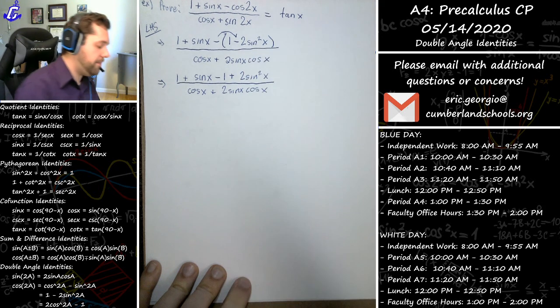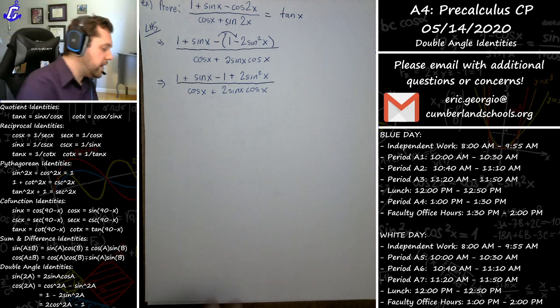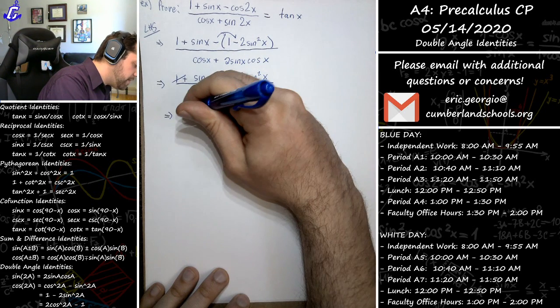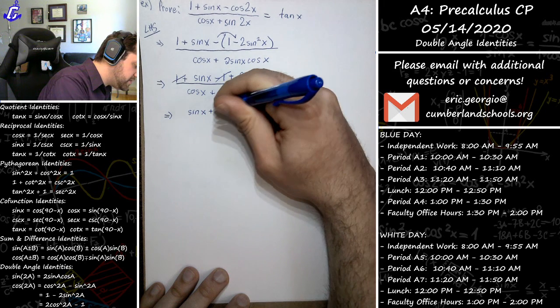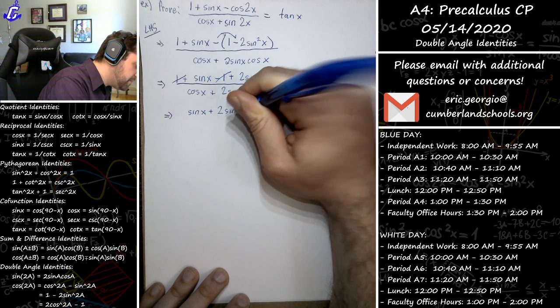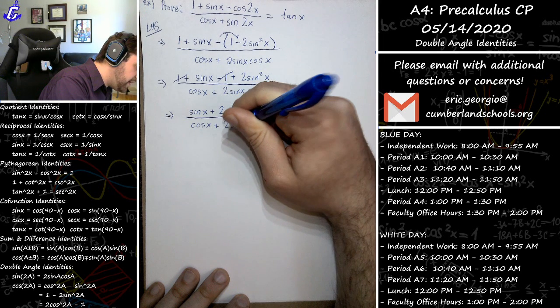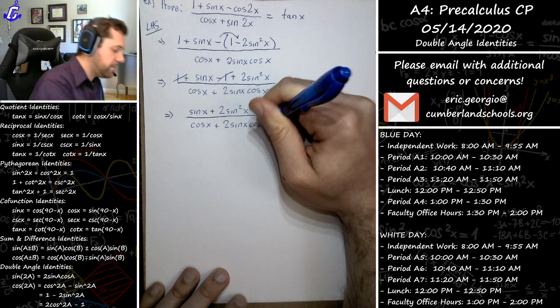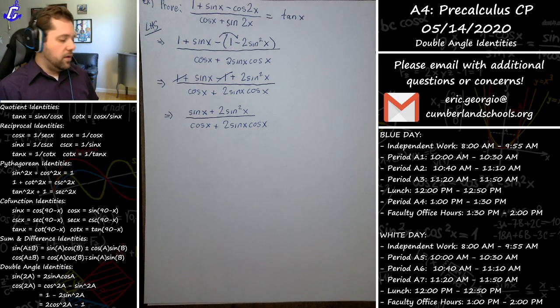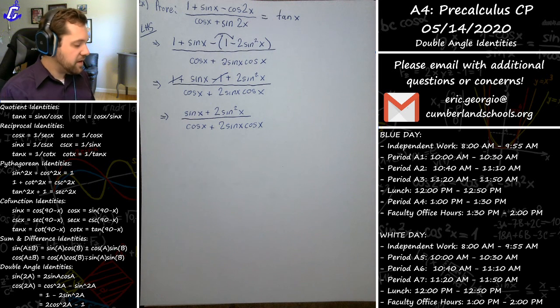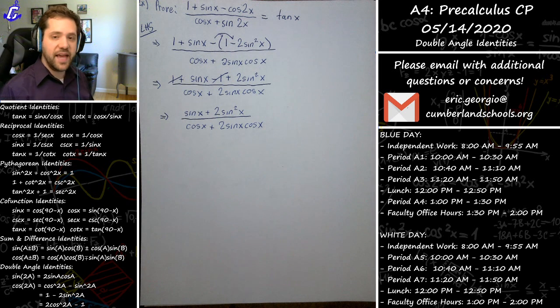Not going to touch that quite yet. Notice in the numerator, the 1 minus 1 would cancel out. That would leave me with sine of x plus 2 sine squared of x all over cosine x plus 2 sine of x cosine of x. Now at this step, you may have to think about what to do next. Might be not super obvious, but what you could actually do is you could take out a greatest common factor in the numerator and greatest common factor in the denominator.